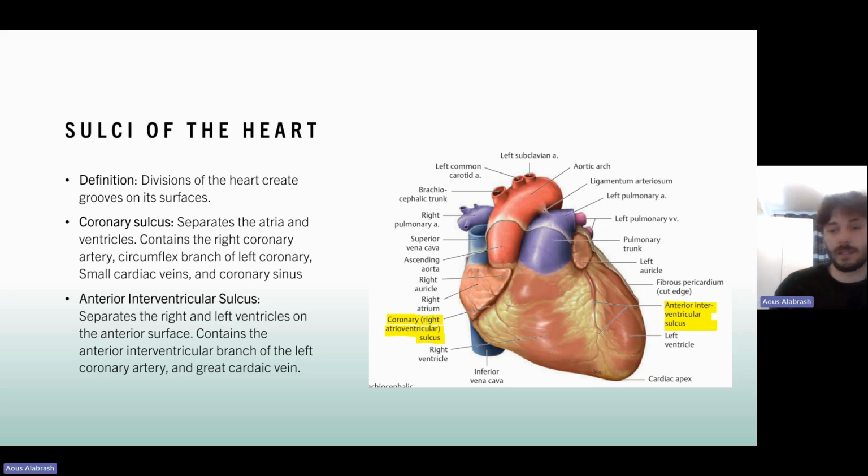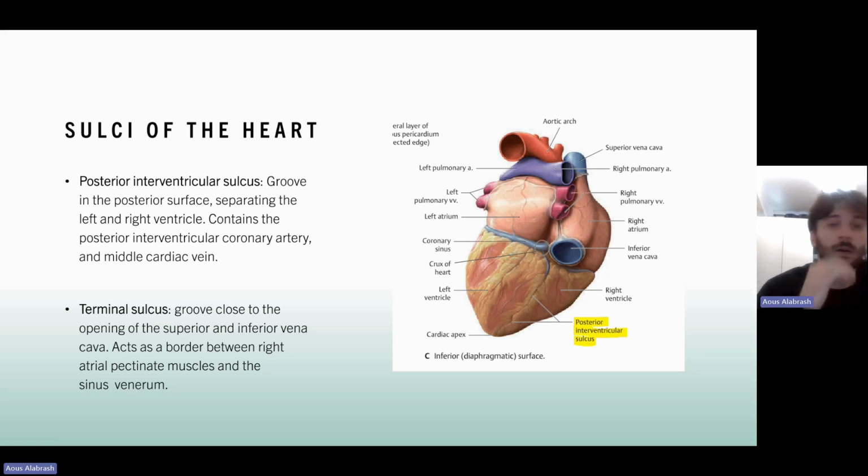Then we have the anterior interventricular sulcus, which you can see also in this picture. I'm pretty sure you can't see my mouse. However, the anterior interventricular sulcus is found at the interventricular septum in between the right and the left ventricles on the anterior surface. And it contains the anterior interventricular branch of the left coronary artery, which makes perfect sense, and the great cardiac vein. Then we have the other two sulci that I was talking about.